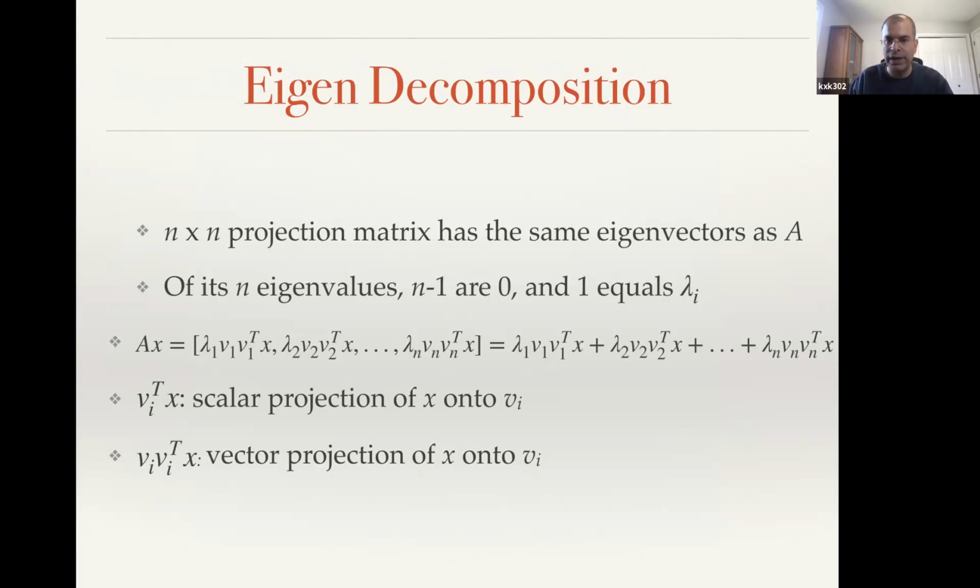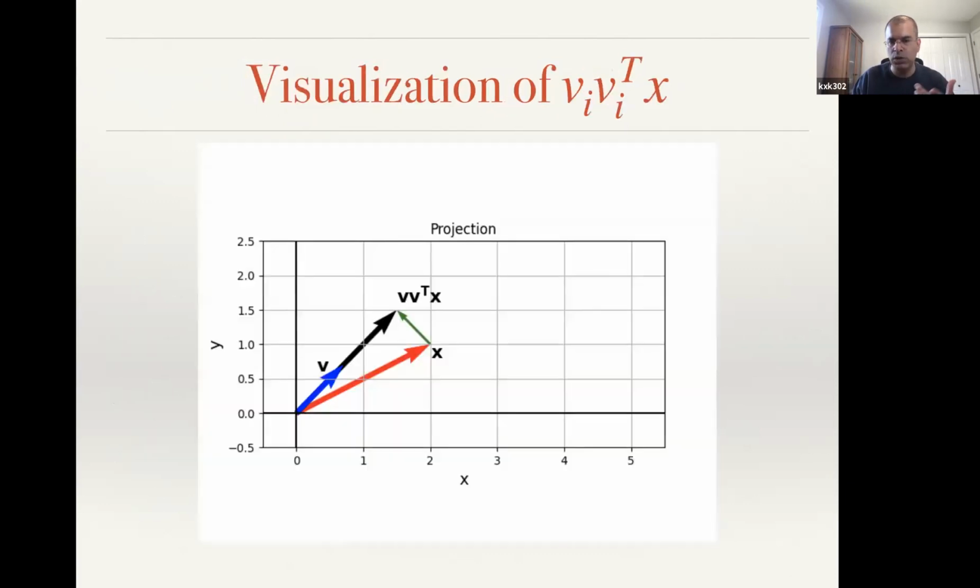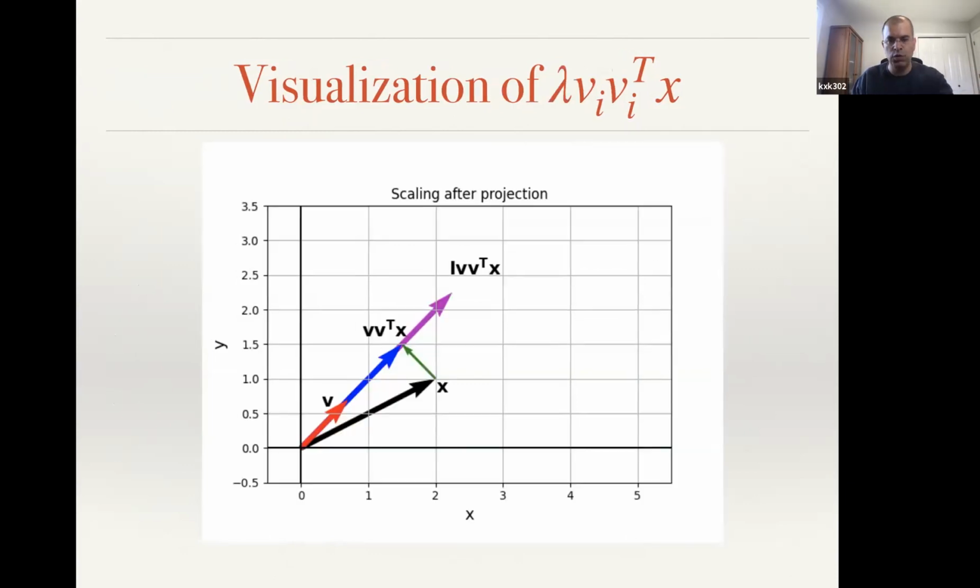Next we multiply it by lambda 1. And multiplication, as we know, doesn't change the direction. It only changes the magnitude. So if you multiply that blue vector by lambda, you're going to get a purple vector, which is bigger because lambda is greater than 1. If lambda was less than 1, it would become smaller. Okay, so now we learned how to project and scale for one eigenvector.